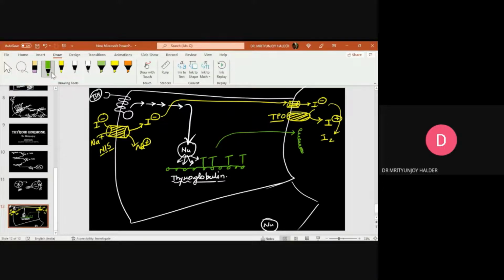This is the thyroglobulin molecule. And here iodine will attach with this tyrosine residue. Iodine will attach in this tyrosine residue. I am using another slide for proper understanding.